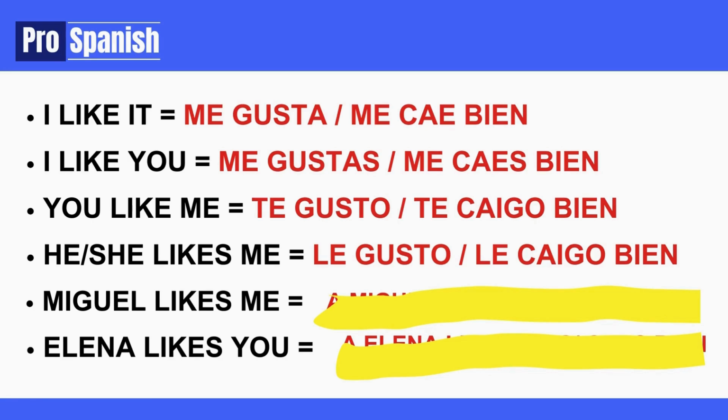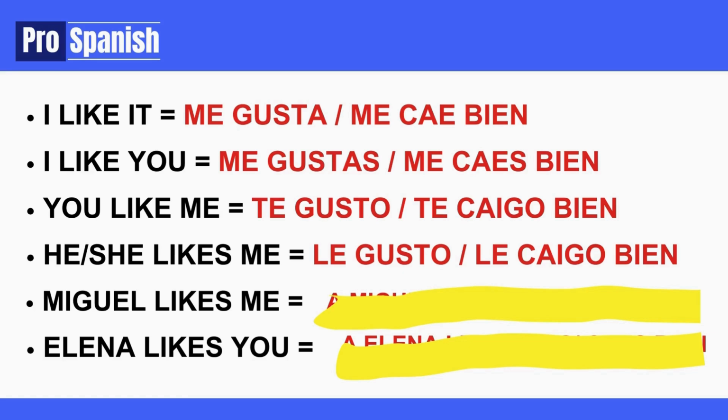The verb is in the same person, and we use le. We haven't got time to go through every single version, but you can probably work out that if it's going to be they like me, then I'm pleasing to them. So instead of le caigo bien, les caigo bien.